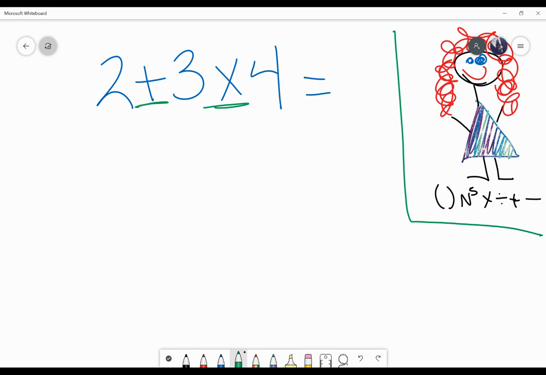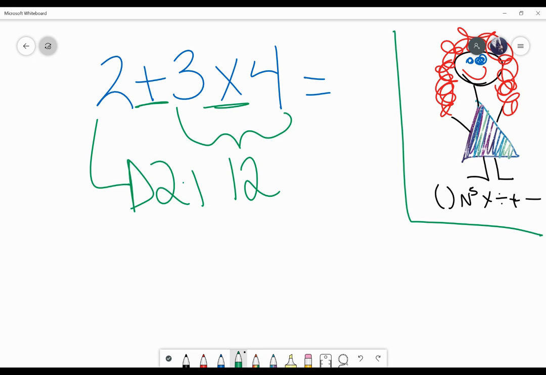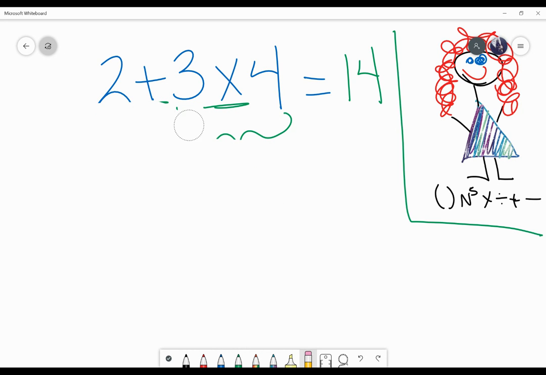So that means I need to do 3 times 4 first, which gives me 12. And now I can bring down 2 and the plus sign, and that gives me 14. All right, my answer is 14. Simple enough, right?